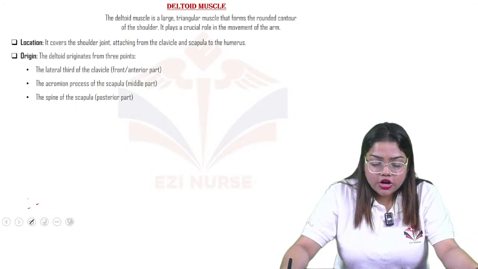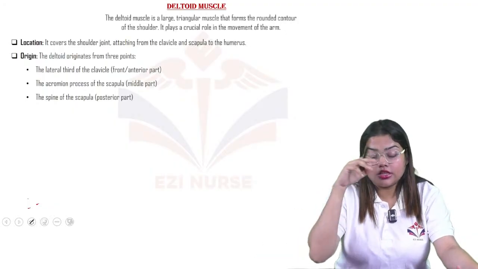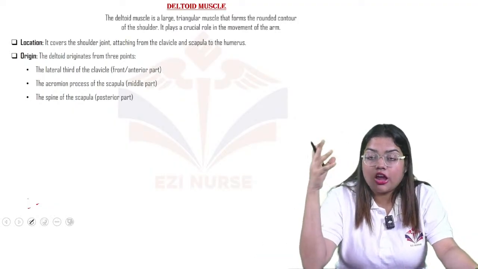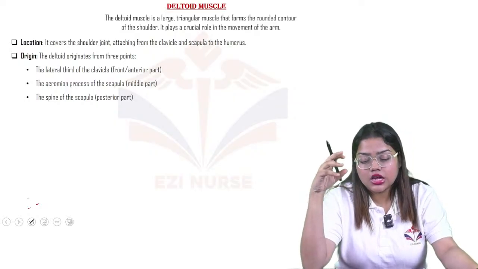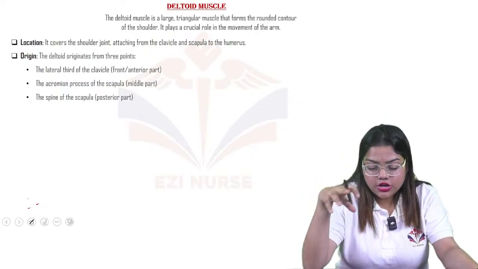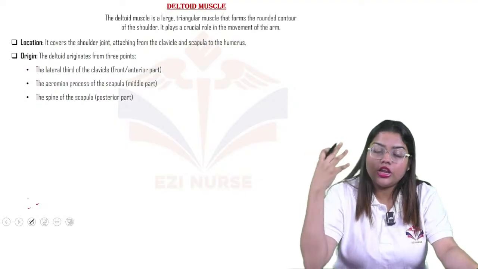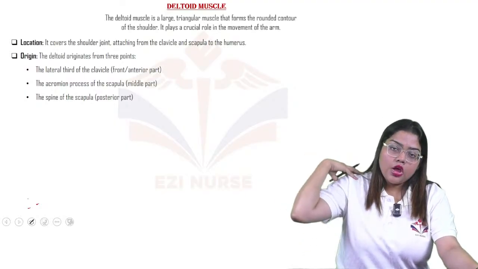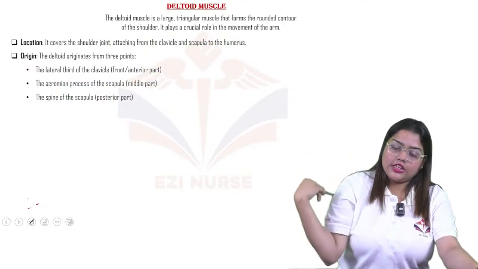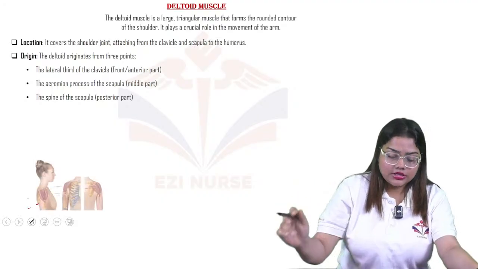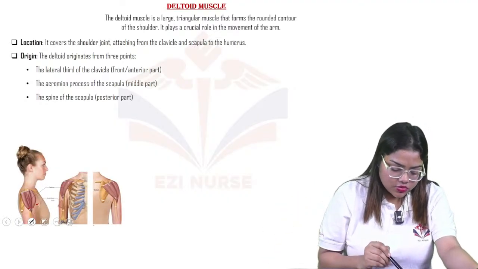Next we have the deltoid muscle. The deltoid is a large, triangular-shaped muscle that forms the rounded contour of the shoulder. It plays a crucial role in the movement of our arm. On the scapula side, tilting up to our arm, you can see this is the deltoid muscle.